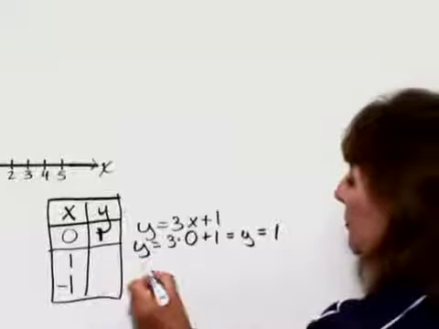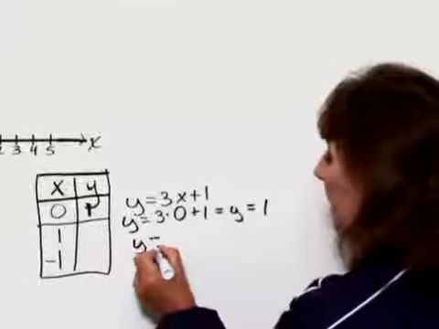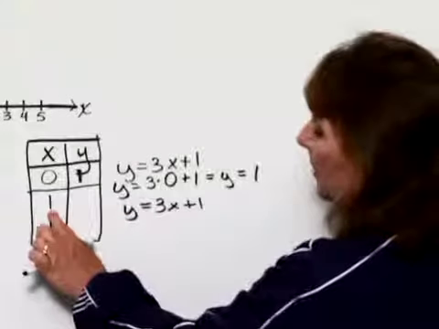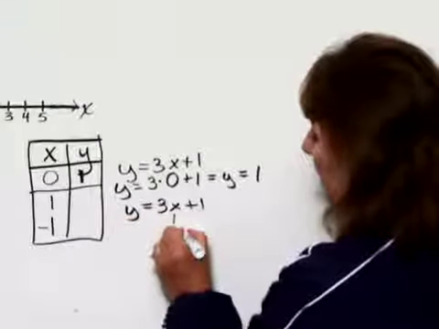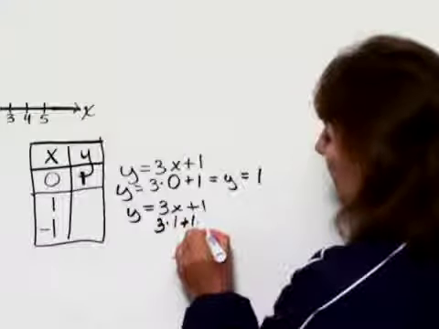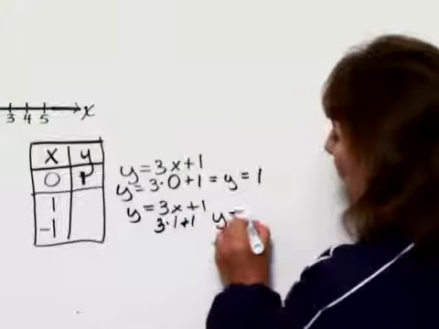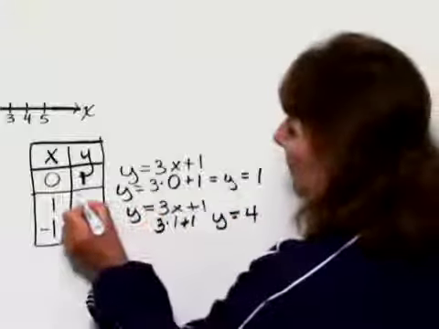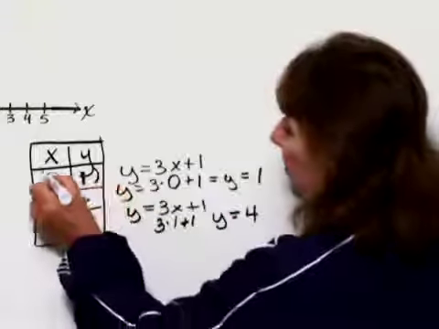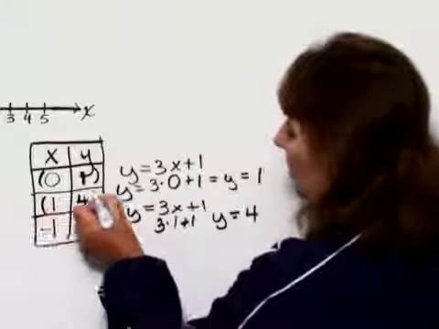Now let's write the equation again. y equals 3x plus 1. Now this time we're going to substitute 1. So we put 1 in. We have 3 times 1 plus 1. Therefore, y equals 4. Again, we write 4 in our table. Now we have 2 ordered pairs here, 0, 1 and 1, 4.